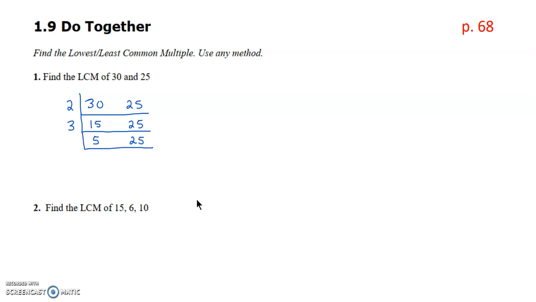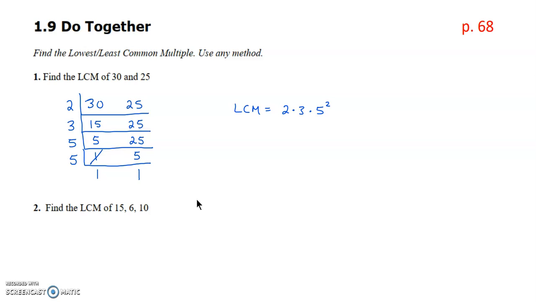And now I can divide by 5. 5 divided by 5 is 1. 25 divided by 5 is 5. I'm almost done. I'm going to divide by 5 one more time. That's going to leave me nothing there, right? And 5 divided by 5 is 1. So when I have 1s on the bottom row, I know that I'm finished. My lowest common multiple is going to be 2 times 3 times 5 squared, or 25.